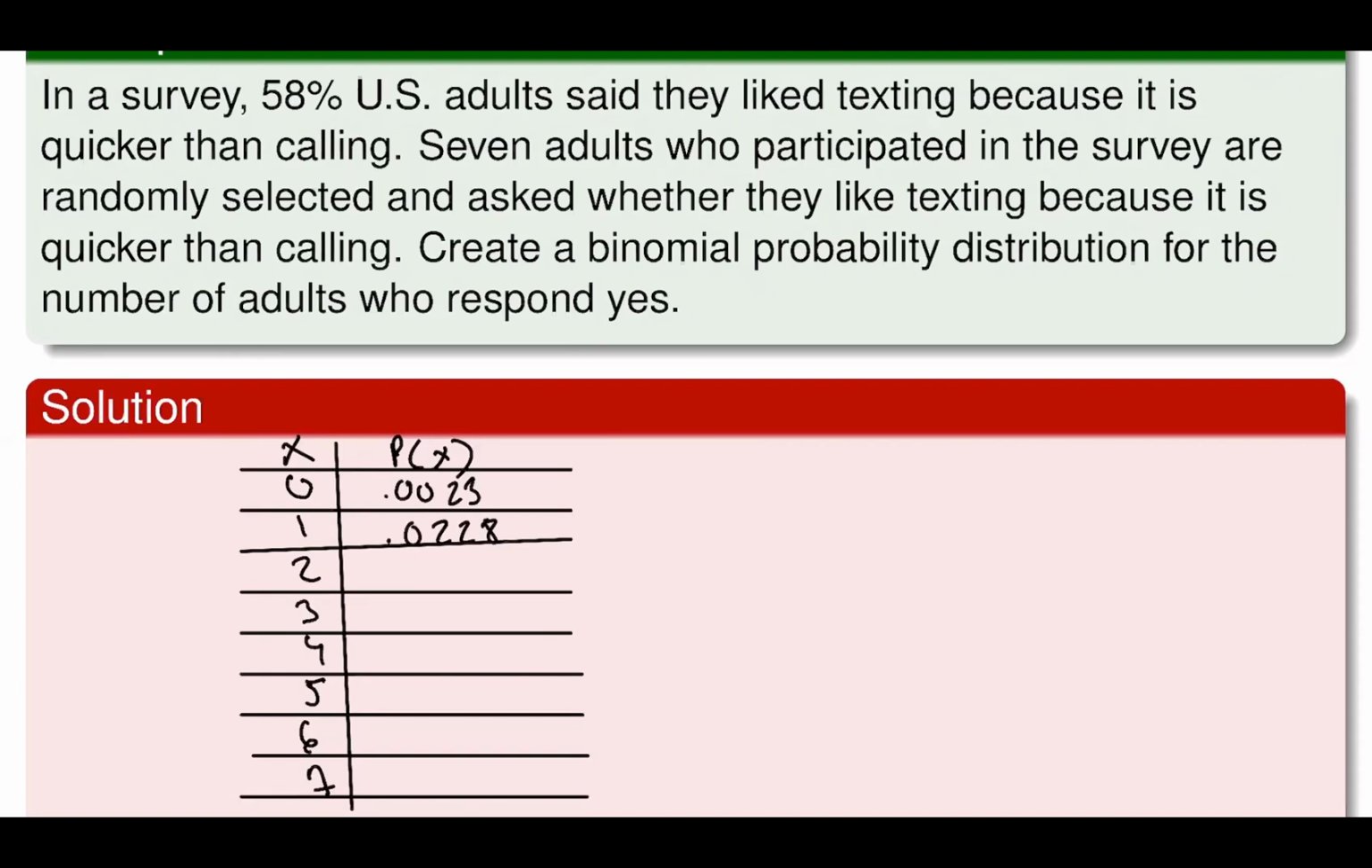All right, so then when x is equal to 2, you get 0.092. When x is equal to 3, you get 0.212. When x is equal to 4, you get 0.293. When x is equal to 5, you get 0.243. When x is equal to 6, you get 0.112. And lastly, when x is equal to 7, you should get 0.022.